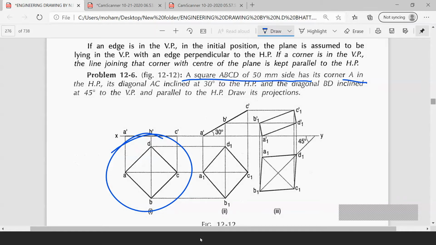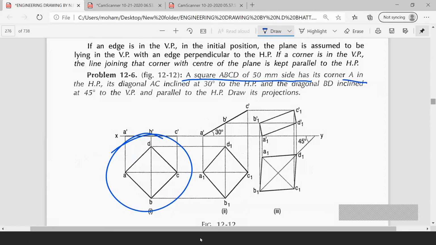This is your horizontal plane. This one is your vertical plane. It is like this. Okay, this is your square ABCD. This point is A, this point is B, this point is C, this point is D. Now I have taken the position such that it is resting on its corner A.